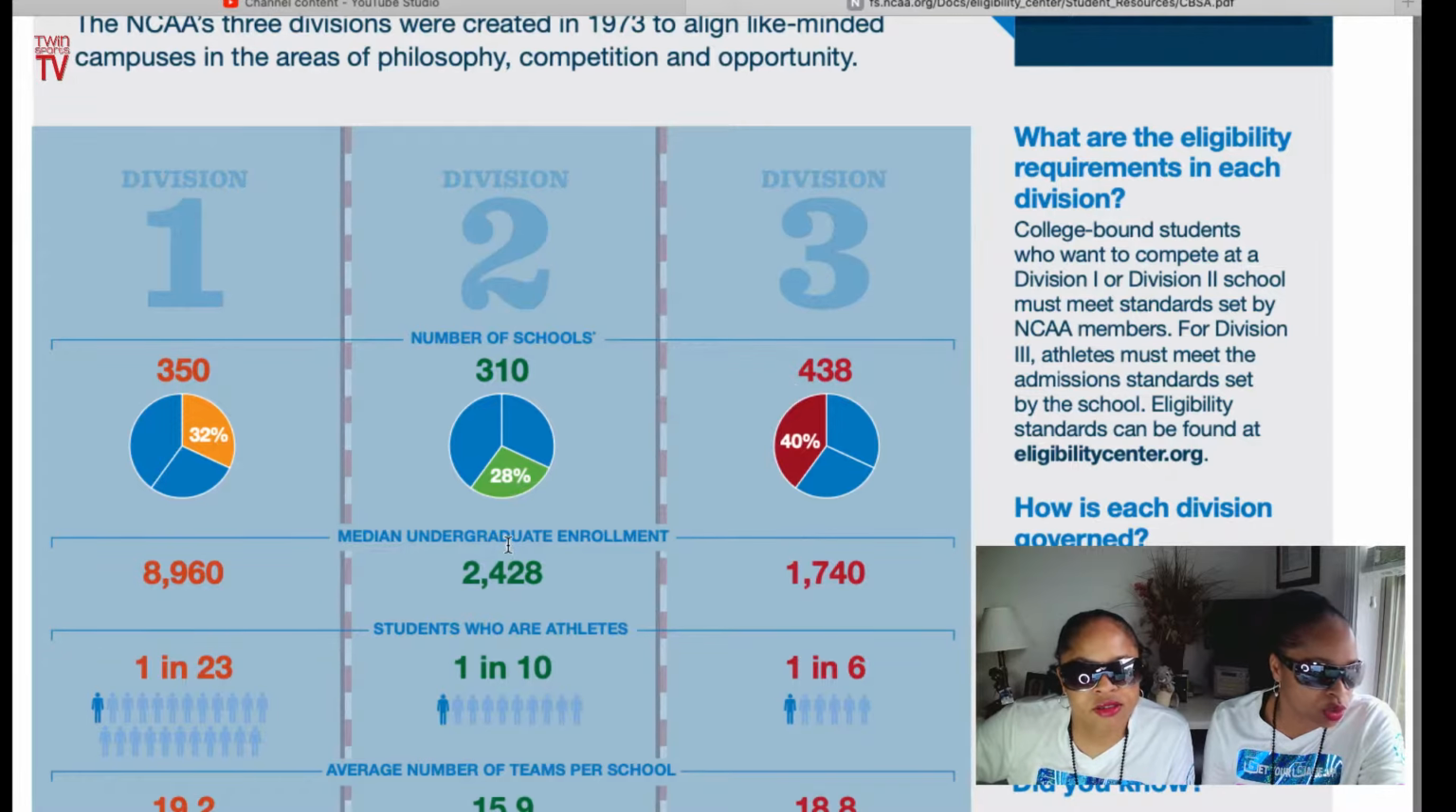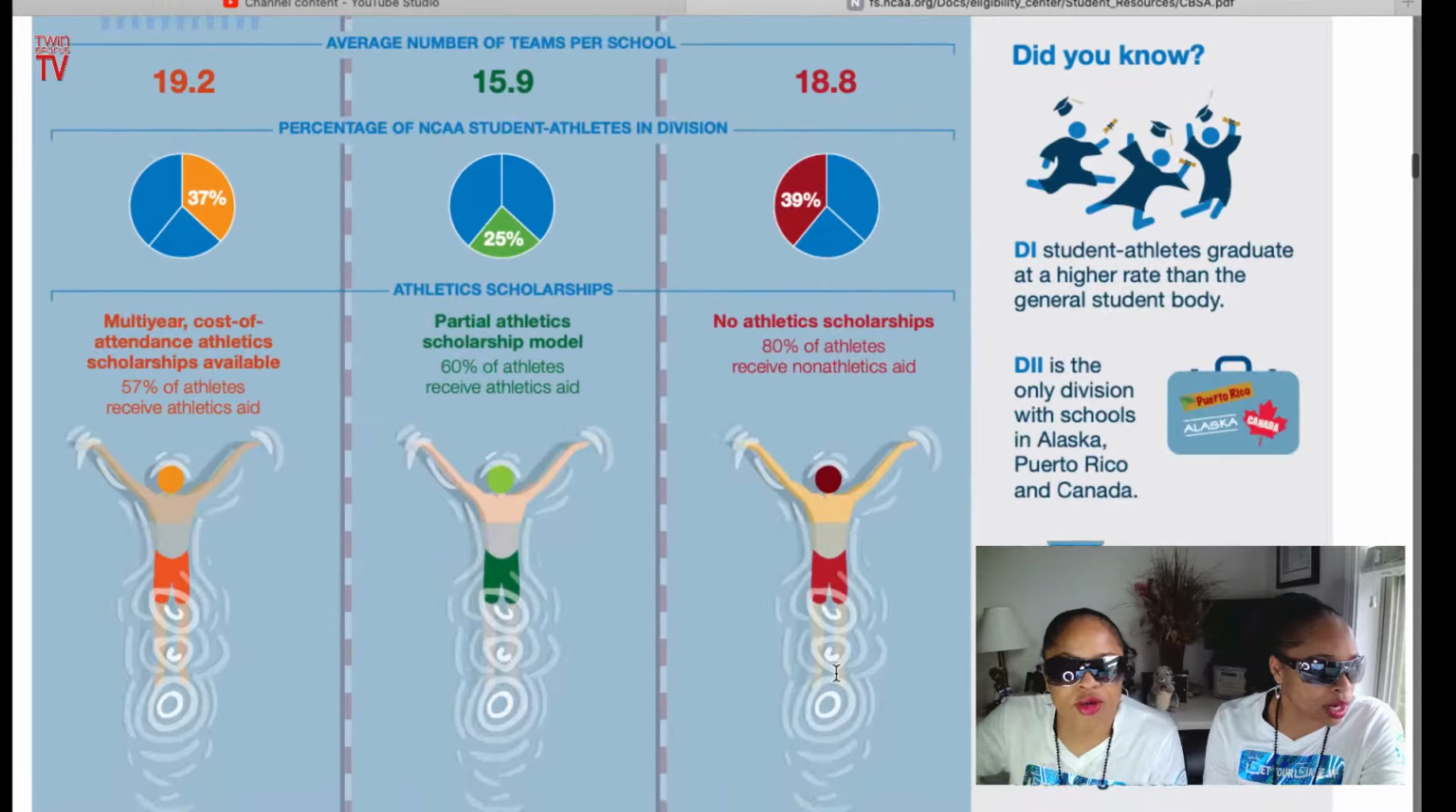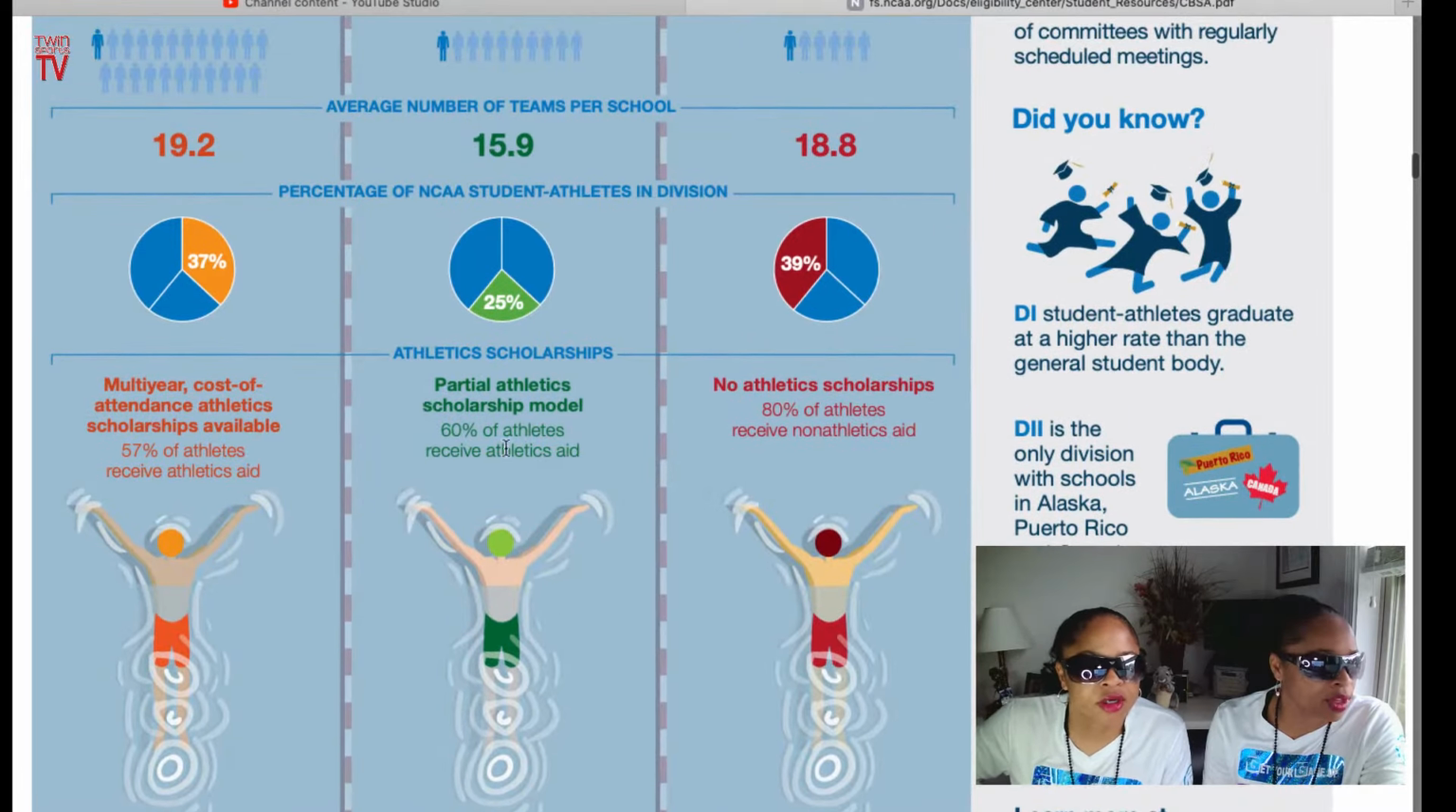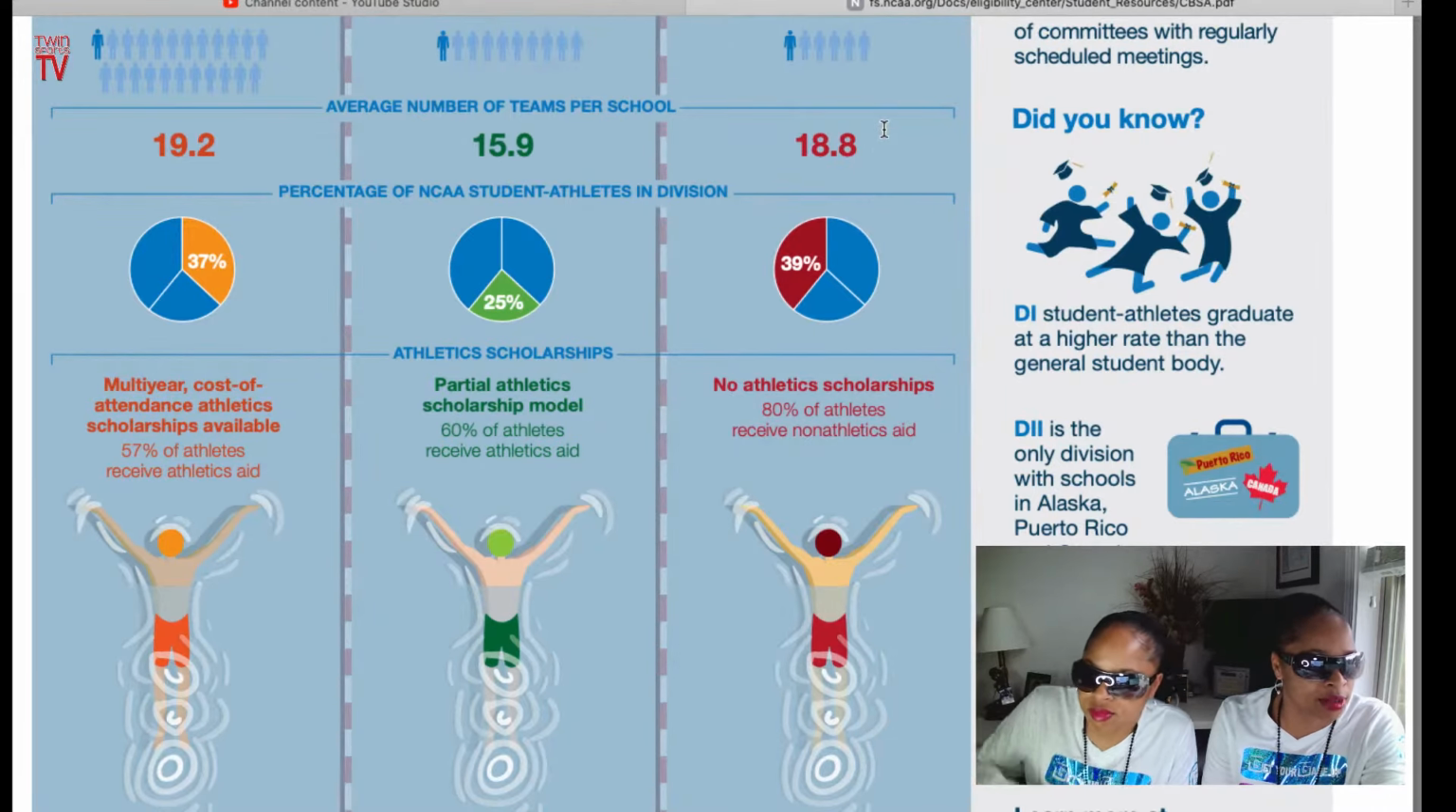Moving on to students who are athletes enrolling into these divisions. In Division 1, we have 1 out of 23 students enrolled as athletes. In Division 2, you have 1 in 10. And Division 3, we have 1 in 6. So the numbers get narrower as you go. Now we're looking at the average number of teams per school: 19.2 for Division 1, 15.9 for Division 2, and 18.8 teams per Division 3.